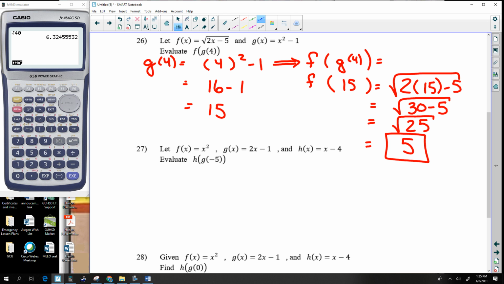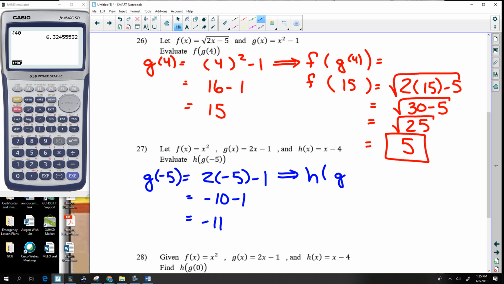Okay. The innermost piece here is g of negative 5, so that's 2x minus 1. So 2 times negative 5 is negative 10. Minus 1 is negative 11. So this ultimate question is asking what is h of g of negative 5? G of negative 5 we just got done saying is the number negative 11. So this question is what is h of negative 11? And that is going to be x minus 4. So this is negative 11 minus 4. So that's negative 15.